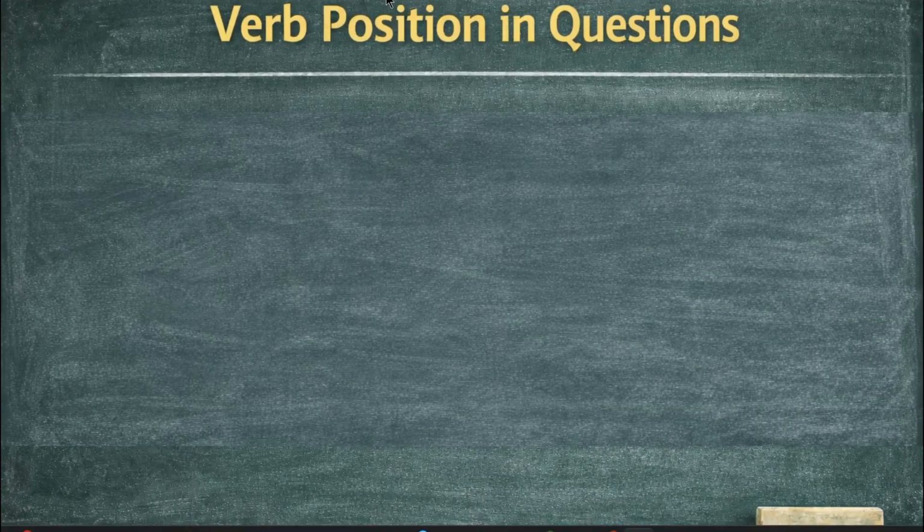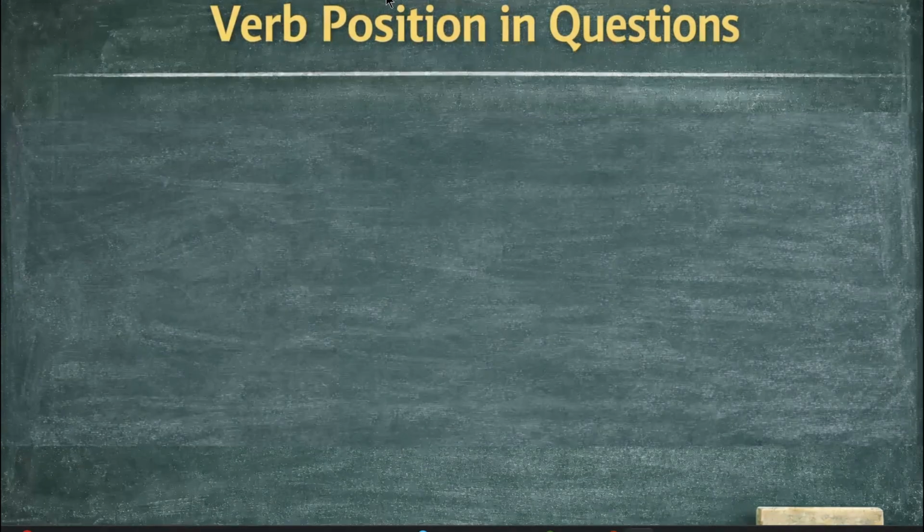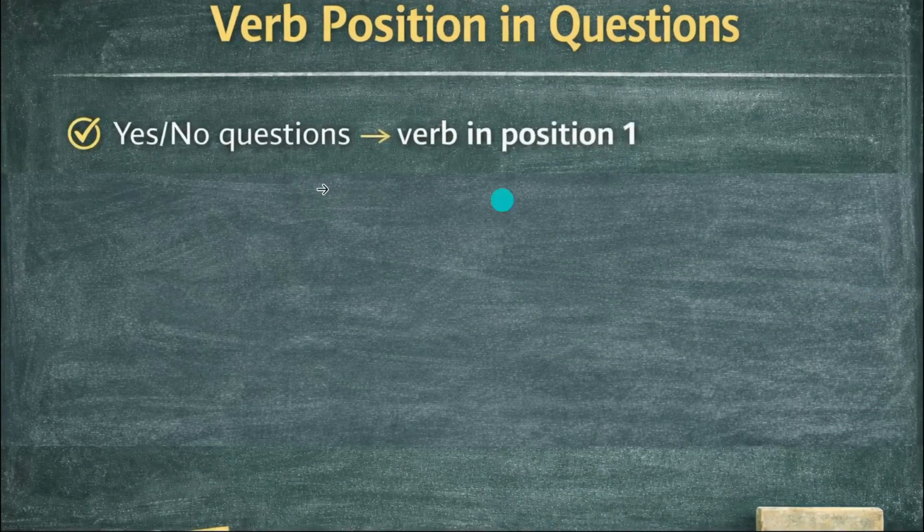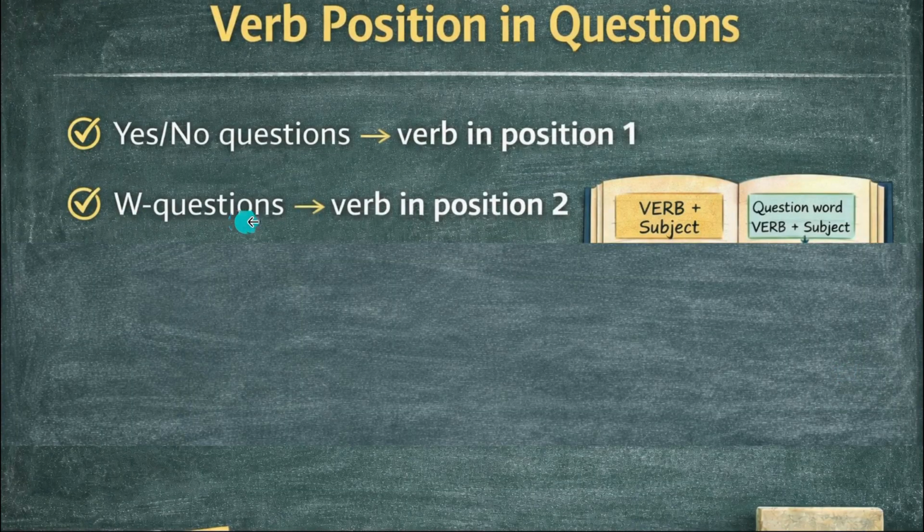Now remember I said that verbs will always be in the second position except for some situations. And one of the situations is questions. In questions, not always will the verb be in the second position. Let's look at examples. For yes or no questions, the verb goes to the first position, not second position. For W questions, the verb stays in the second position.